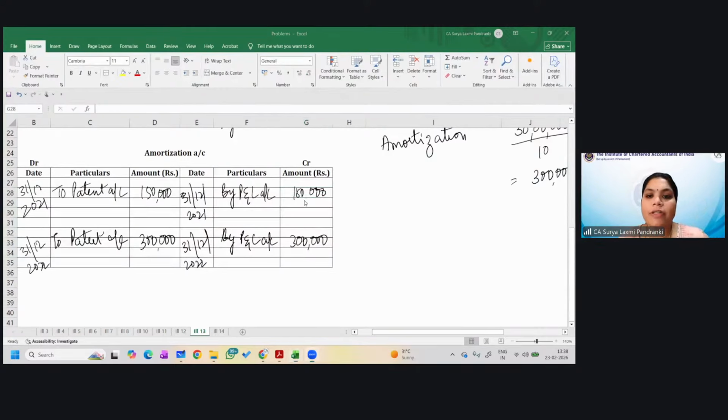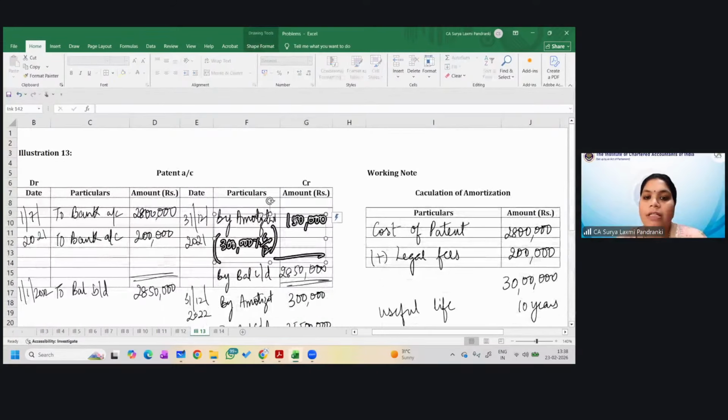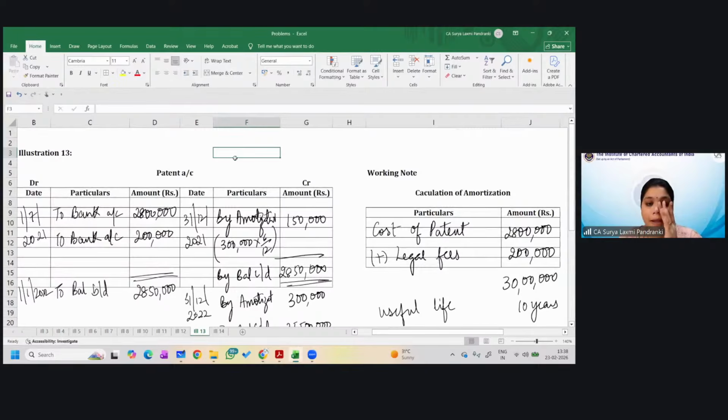Same way we have done the depreciation account, same way it will be there. Only difference is the amount. Why have we taken 1,50,000 in the first year? I think that is clear. It is because the patent was purchased on 1st July and our year end date is 31st December. We are only providing amortization for 6 months.